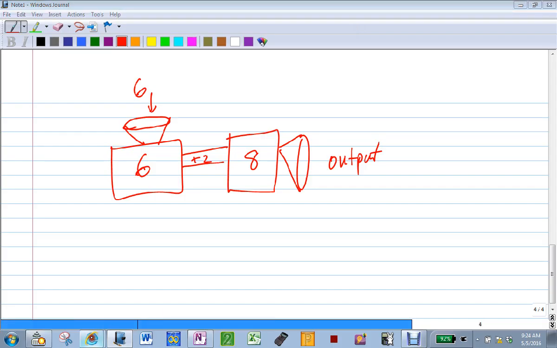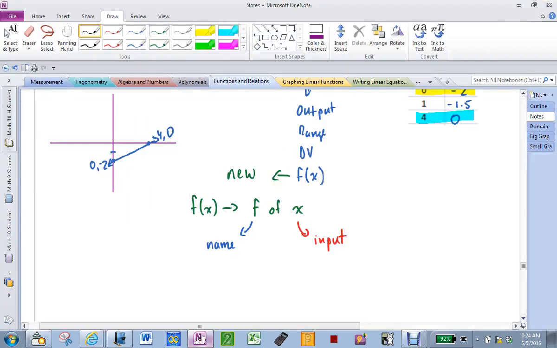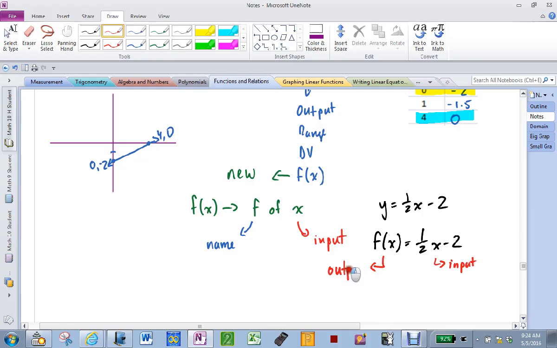Okay. The function machine is grade 10 math, except it is this. Okay? So instead of writing, up till now, this is what you've seen. y equals 1/2 x minus 2. Input, output, yes? Well, now we write it like this. f of x equals 1/2 x minus 2. Input, output. Okay? So how does it work?